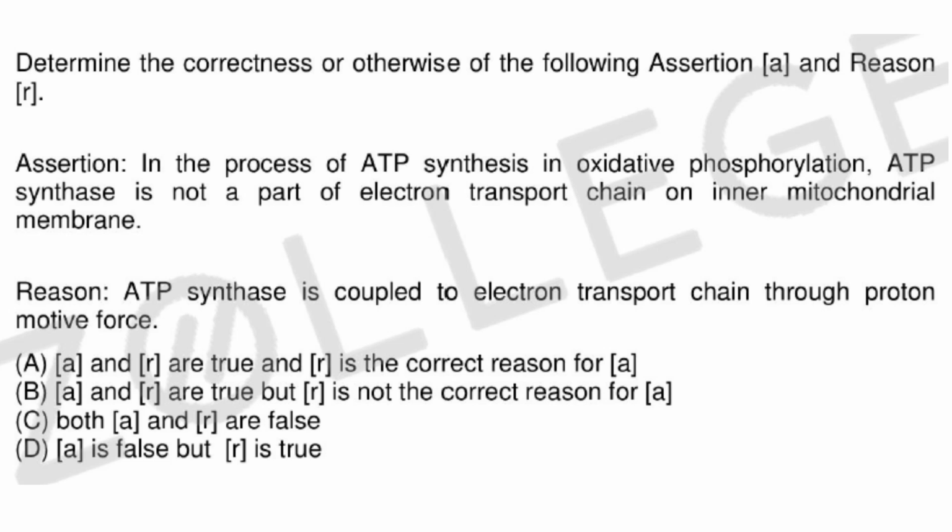But ATP synthase is coupled to electron transport chain through proton motive force. So ATP synthase is embedded in the inner mitochondrial membrane. That's true. But it is not a direct part of electron transport chain. It uses the proton gradient generated by the electron transport chain, and it will drive ATP synthesis from ADP and Pi. It is coupled to electron transport chain through proton motive force. So here both A and R, that is assertion and reason, are true, and R is the correct explanation of A.